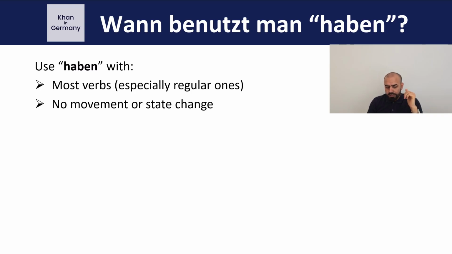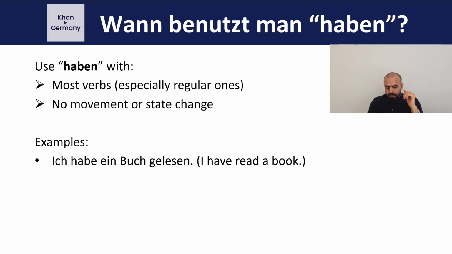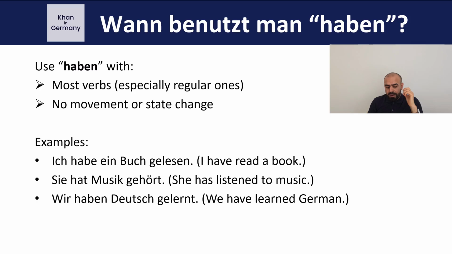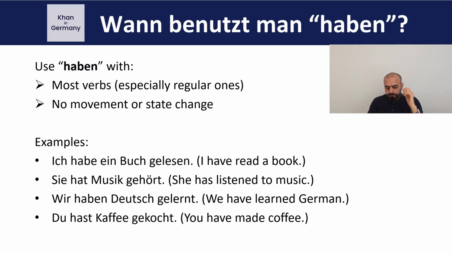We will see some examples now. Ich habe ein Buch gelesen. So you can't be running when you are reading a book, right? Or you're getting up and jumping, and you are sitting there, no motion involved, and you are reading a book. That's why it's important to know that. Yeah? Sie hat Musik gehört. Wir haben Deutsch gelernt. Du hast Kaffee gekocht.